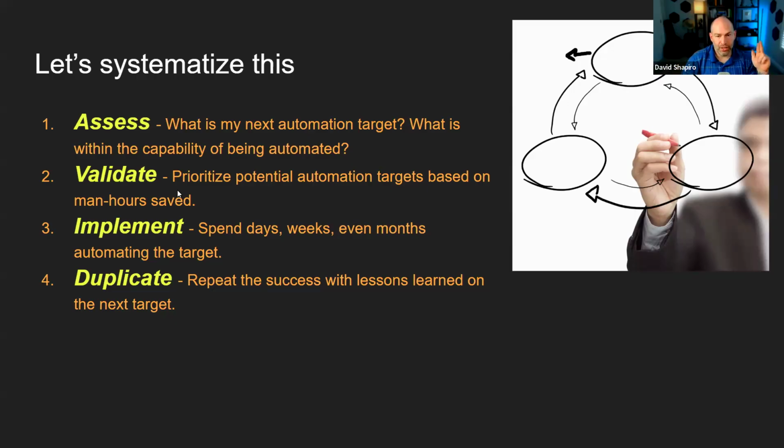Next is validate. You prioritize based on how much time it's going to save you. So in the case of a lot of the work that I did, I looked at how often I needed to do a thing or how often something needed to happen. So the repetition. I also looked at how much time it was going to save me. Now, in some cases, the automation was one off.